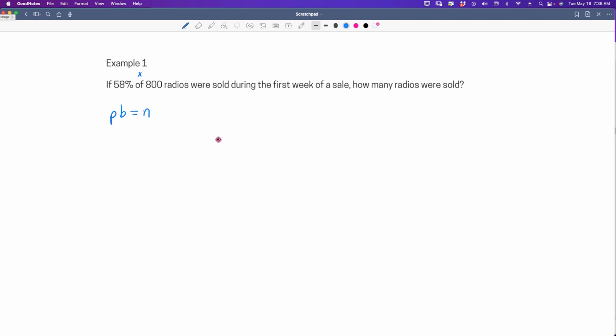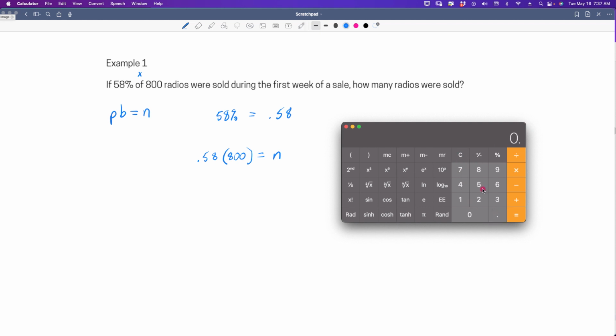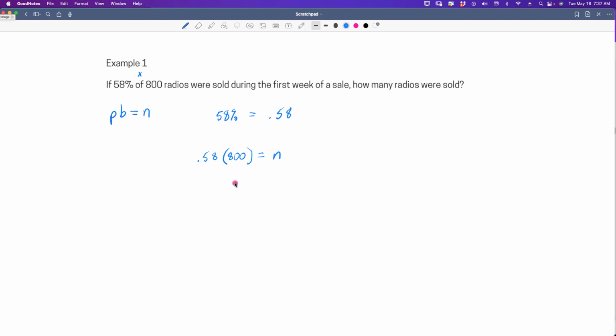800 is our base. So we'll turn 58% into a decimal, which would be 0.58. And all I did was I took my decimal place and I moved it 2 places to divide it by 100. So it's 0.58. So 0.58 times our base of 800 is going to give us the number that we need to look for. So if I pull up my calculator and I say 0.58 times 800, then our number is 464. 464 is the number of radios that were sold.